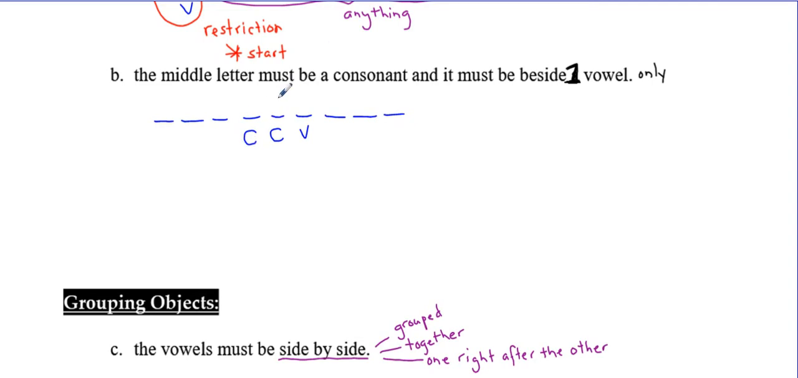So there are 6 consonants to go in the center. There's 3 vowels that can be beside it, and it can only be beside one vowel, so this one must also be a consonant. After that, there's no more restrictions, so there's 6 letters left, so they can be arranged in 6 factorial ways.